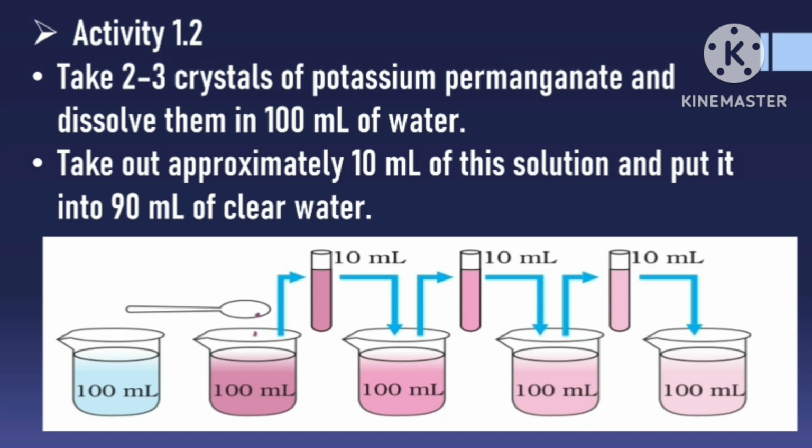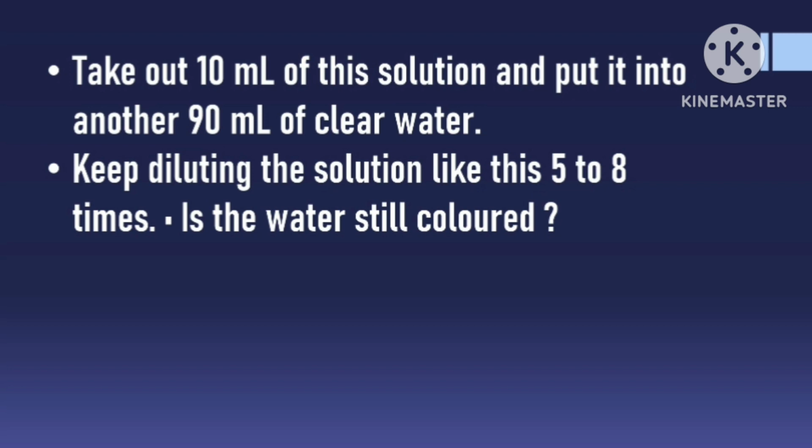so move to our activity 1.2. Take 2 or 3 crystals of potassium permanganate and dissolve them in 100 milliliter of water. Take out approximately 10 ml of this solution and put it into 90 ml of clear water. Take out 10 ml of this solution and put it into another 90 ml of clear water. Keep diluting the solution like this 5 to 8 times. Is the water still colored?